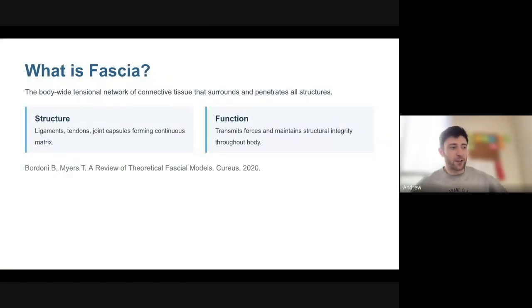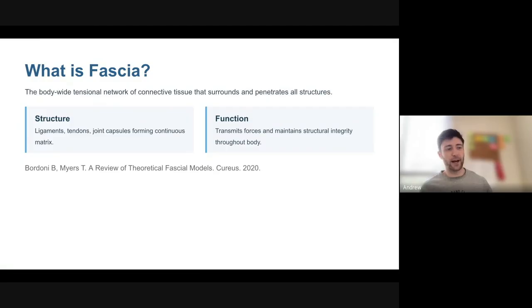So what is fascia? It is a body-wide network of connective tissues that surround and penetrate all structures. And by all structures, what it means is like the skin, muscles, ligaments, tendons, joint capsules, all these things. Basically, fascia is just about everywhere throughout the body, and it surrounds a lot of things like organs, like muscles, and it helps connect everything together.